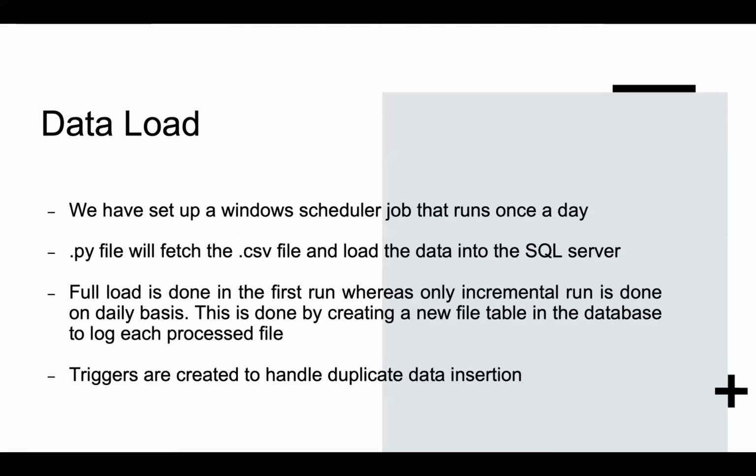Next, please. So, like I said earlier, we have a scheduler job in our Windows server. This scheduler runs on a daily basis at 7 p.m. in the evening. It fetches the source data files, which are the CSV and the JSON files, using a Python file. It performs all the necessary transformation and loads the data into the SQL server. In our first run, it does the full load of all the data that is available to us. And on a daily basis, it does the incremental load.